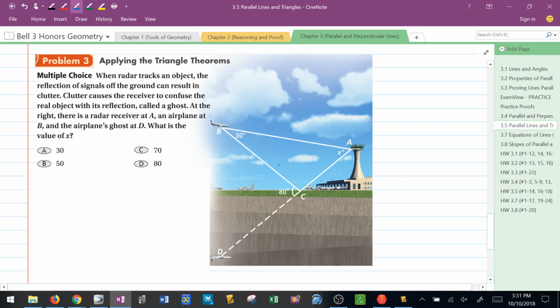Well, if I look at this imagery right here, I can create a triangle between the ground, the tower, and the actual plane. I know that the plane has an angle at 30 degrees. I know that down at the angle on the ground to the ghost is 80 degrees, which is actually forming an exterior angle of the triangle. So then I know very simply that 80 is equal to x plus 30 by using the exterior angle of a triangle theorem, which I will be able to conclude then that x is 50.